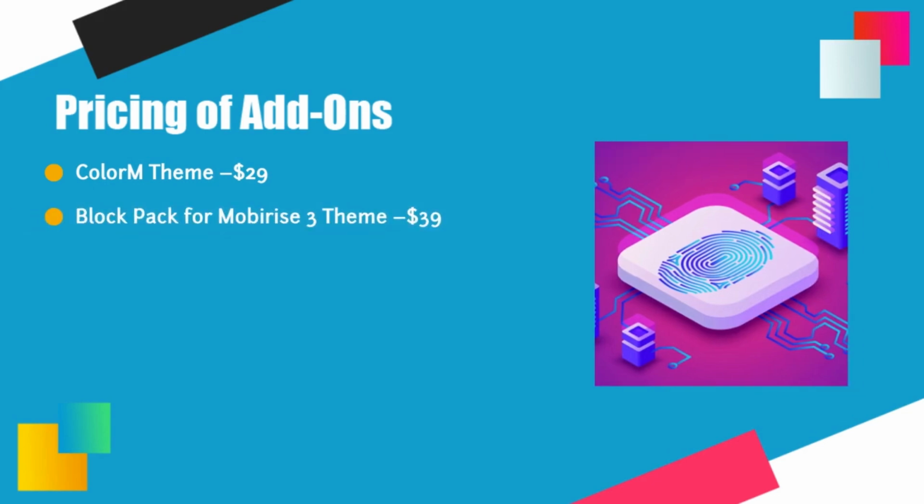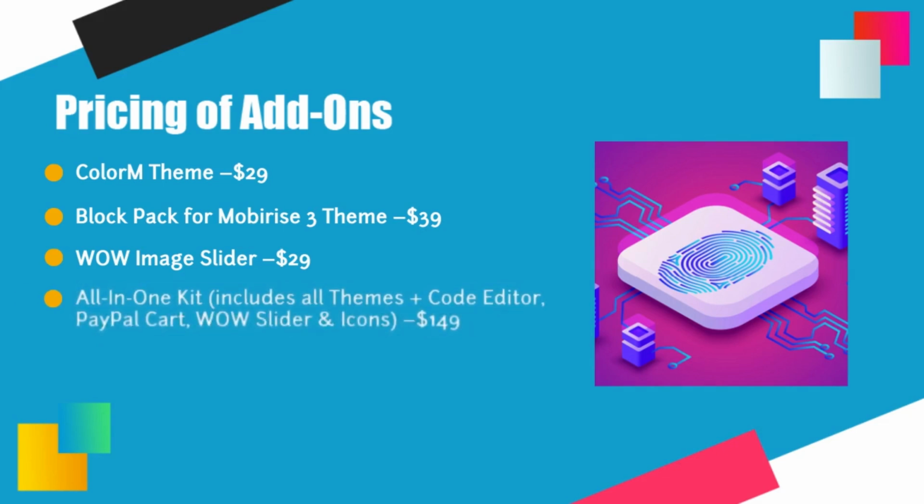Then they've got a block of 3, and then they give you an image slider. Again, all of these things are extra. You don't have to have them, and you're going to see that here with Mobirise. If you just want to get everything together, it's $149. You get the code editor, PayPal cart, Wow Slider, and all the other stuff. So that's all about the cost. If you're going to pay, you could pay $149, and that would do it.